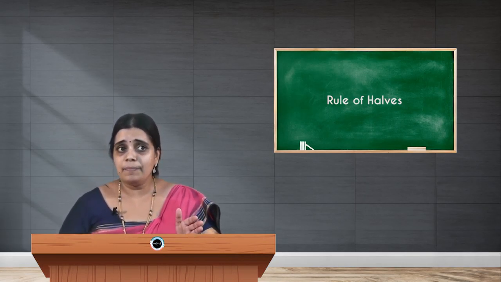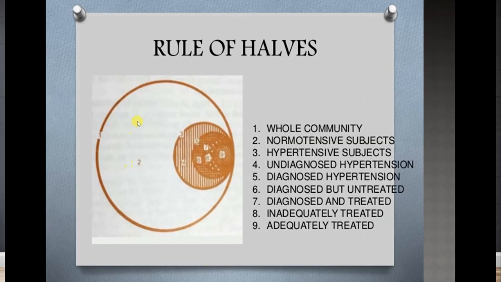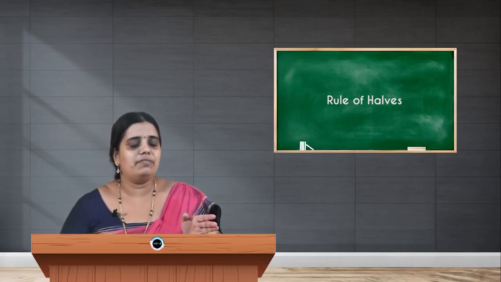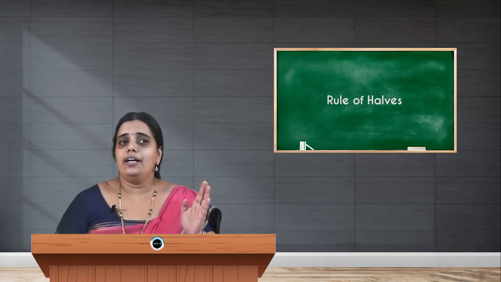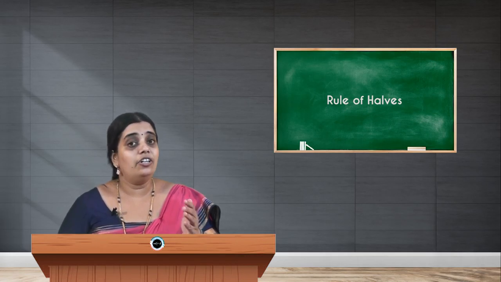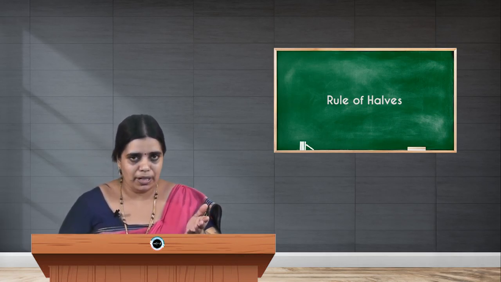So what is rule of halves? There is a whole community. There are halves. What are these halves? They are normotensive subjects, hypertensive subjects. Now let's get inside this component of hypertensive subjects. Again, there are halves. What are these halves? Undiagnosed cases of hypertension and diagnosed cases of hypertension. Now, let's get into diagnosed cases of hypertension. Again, there are halves. That is, diagnosed and treated cases of hypertension, which is inside, and diagnosed and not treated cases of hypertension, which is there in the outer part of the circle.